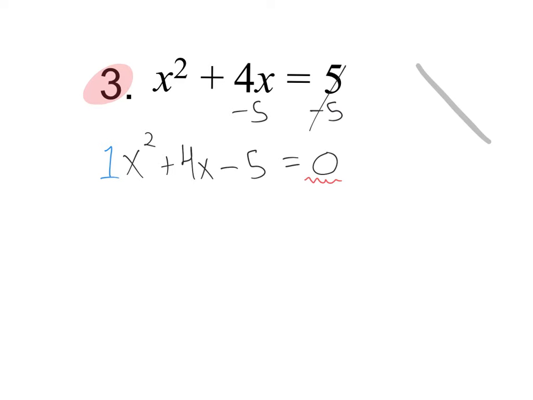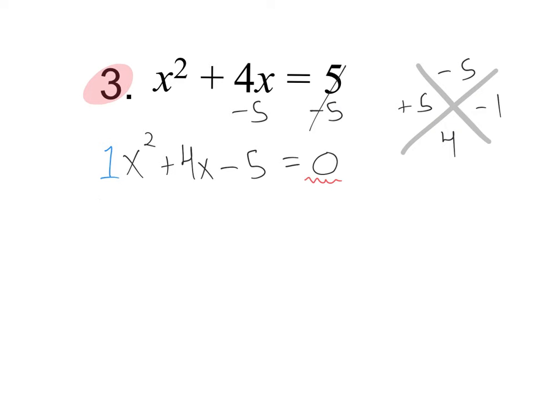So once again, we're just going to set up our x method. So 1 times negative 5 up top, and our b value down below. So we have negative 5 up top, 4 down below. So if we're multiplying these numbers together, the factors that we're going to use are going to be positive 5 and negative 1. Those two numbers multiply to give you the top number, negative 5, and add together to give you the bottom number, positive 4.